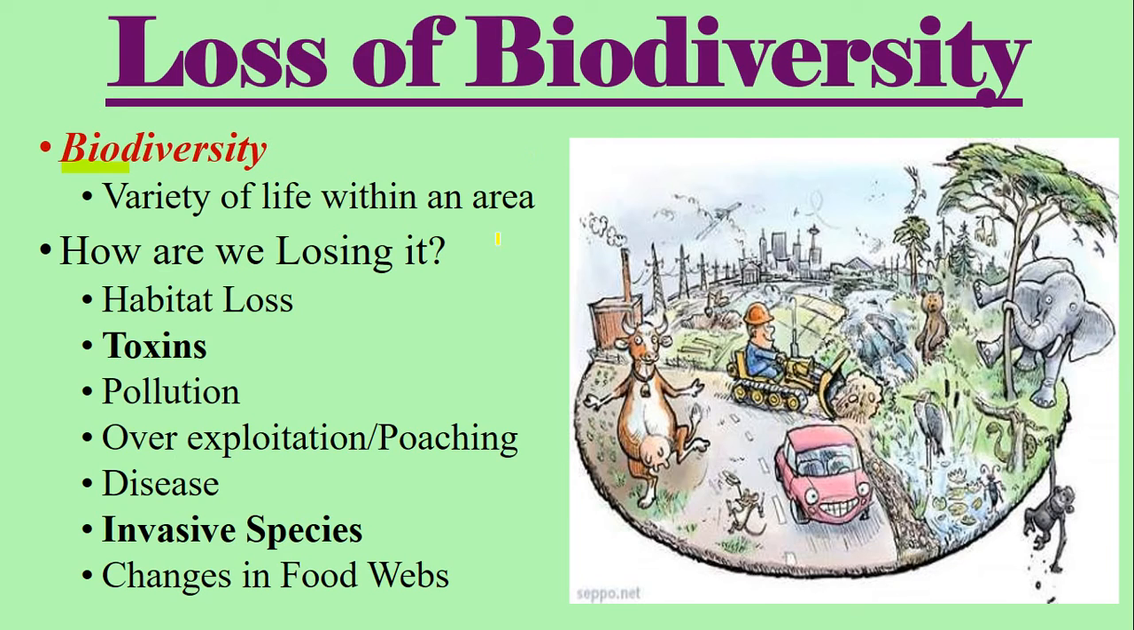And how are we losing it? There's many ways we're losing it, and we're going to talk about a few of these. But you've got habitat loss, like habitats being destroyed, taken away from them, toxins in the environment, pollution, overexploitation or poaching, which means hunting too many of the animals, like overfishing, diseases, invasive species, and even changes in the food webs. If you change a food web, you start changing every animal in there. So I suggest you go back and look at the food web video at the beginning of this series on ecology, and you can actually see a lot about food webs, food chains, and all that jazz.